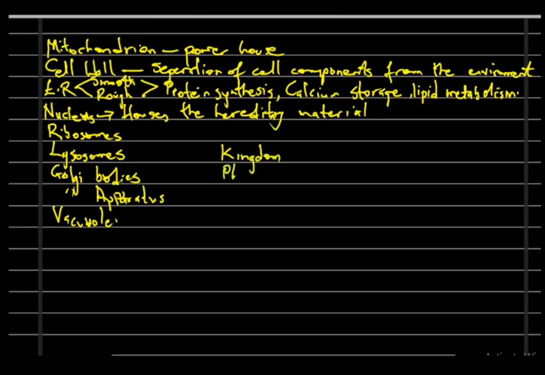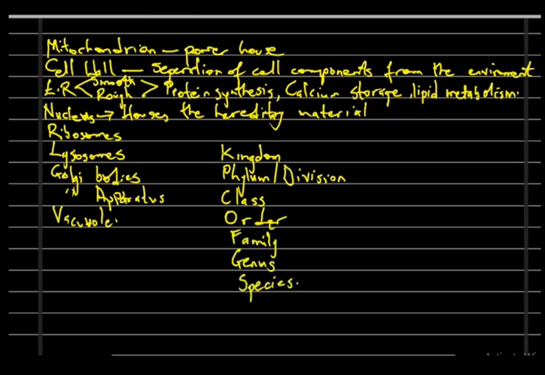Then the next one is the phylum or division. We have the class. We have the order. We have the family. We have the genus. And we have the species. So there are 7 in number: 1, 2, 3, 4, 5, 6, 7.